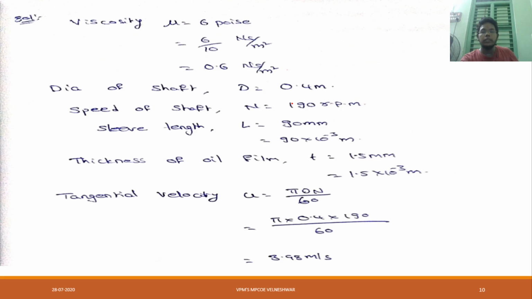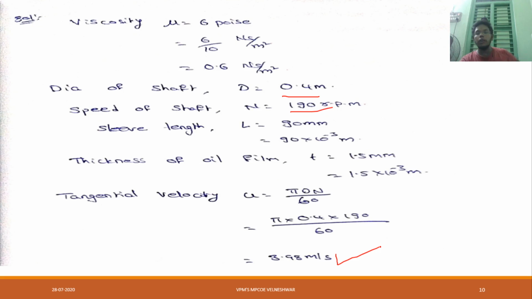Here d is 0.4, and N is nothing but 190 divided by 60. So here tangential velocity, how much am I getting? 3.98 meters per second. Now velocity is there, mu value is there, dy value also is there.